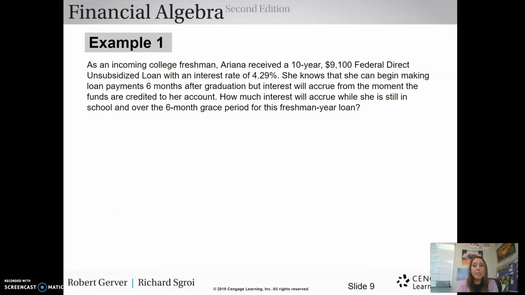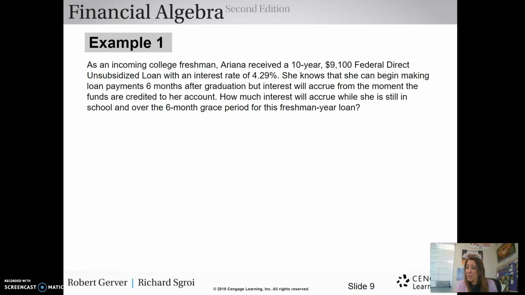As an incoming freshman, Ariana receives a 10-year, $9,100 federal direct unsubsidized loan with an interest rate of 4.29%. She knows that she can begin making loan payments 6 months after graduation, but the interest is going to start accruing from the moment the funds are credited to her account. How much interest will accrue while she's still in school and over that 6-month grace period for her freshman year loan? So we have to figure out how much interest she's going to earn.